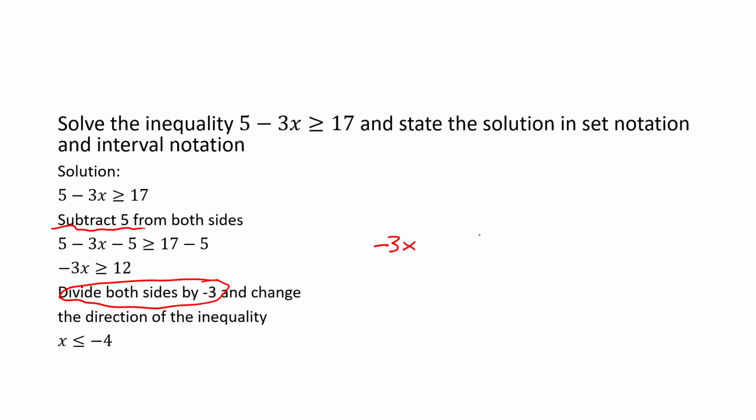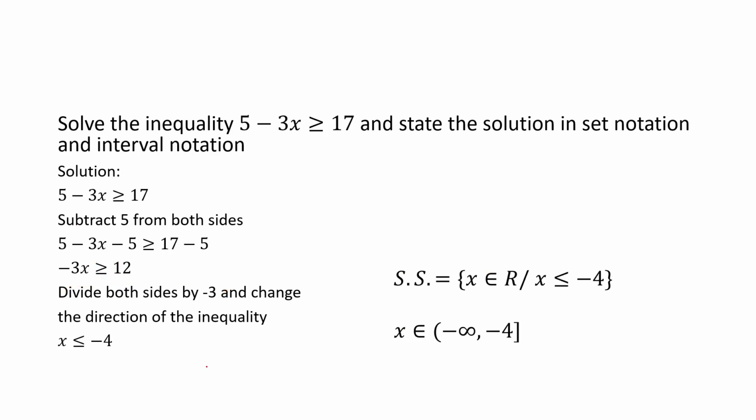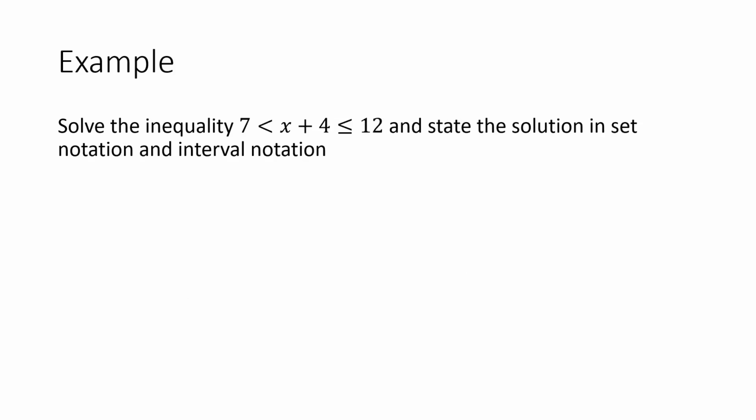So we have negative 3x on one side, 12 on the other. Divide both sides by -3. And just make sure that you change that greater than or equal to a less than or equal to. And you end up with x being less than or equal to -4, as it says there. And we can state our answer in solution set form or in interval notation.